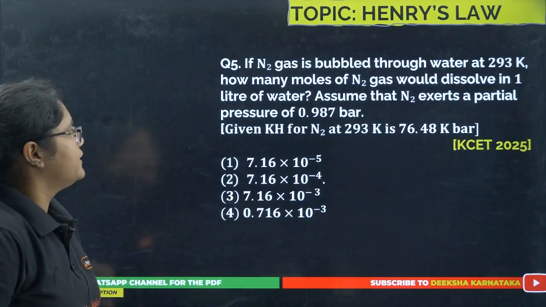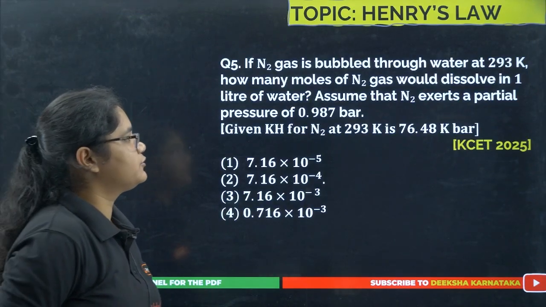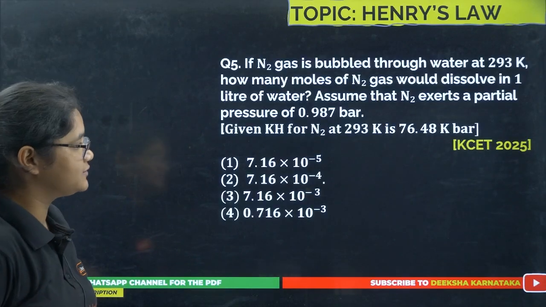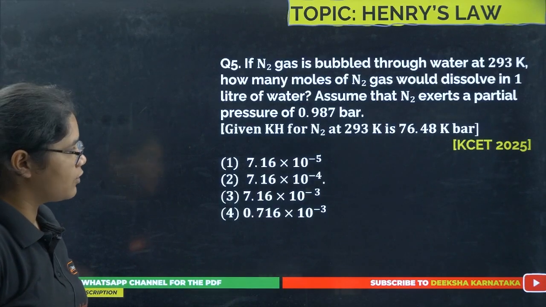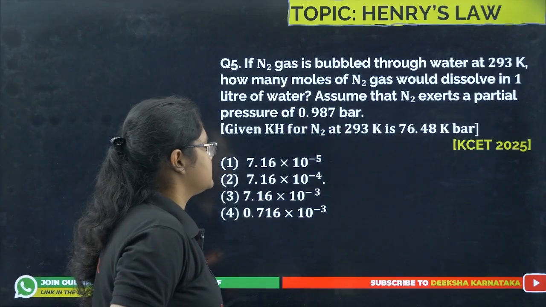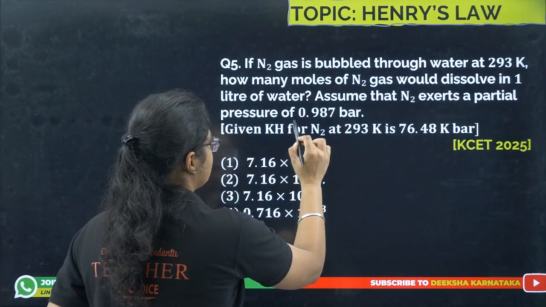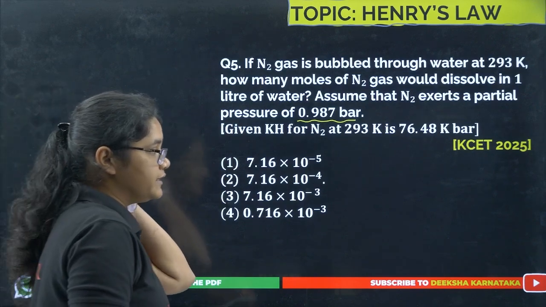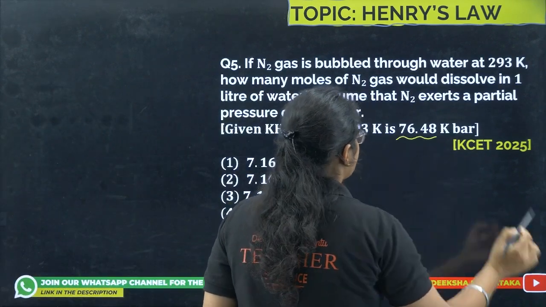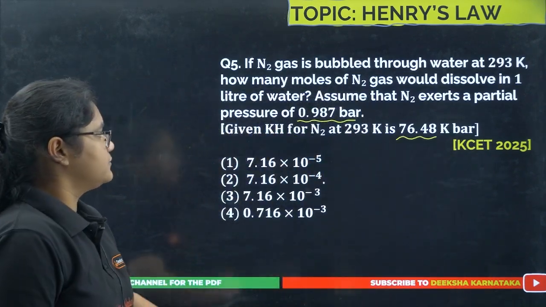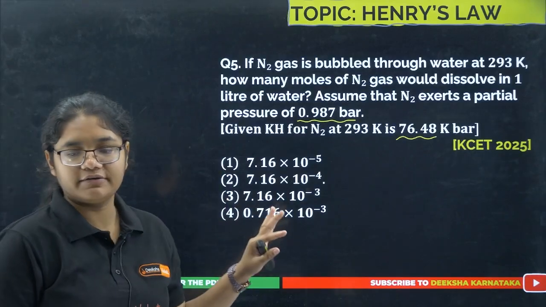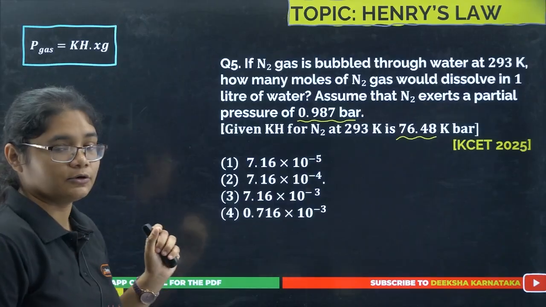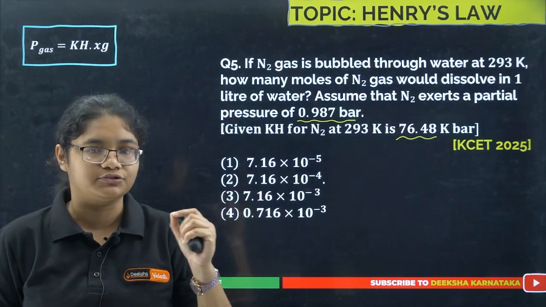Okay, next, N2 gas is bubbled through water at 293 Kelvin. How many moles of N2 gas would dissolve in 1 liter of water? Assume that the N2 exerts a partial pressure of 0.987 bar. The KH value of N2 is 76.48 kilobar. So we have this Henry's law question. What is the general formula? Henry's law formula: P of the gas is equal to KH into mole fraction of the gas.